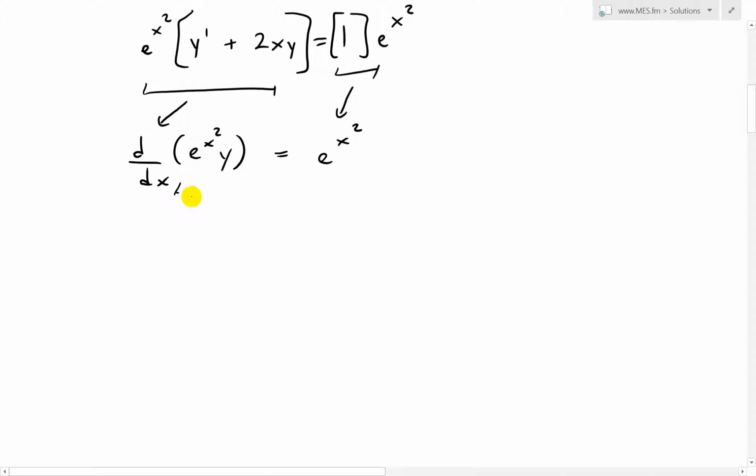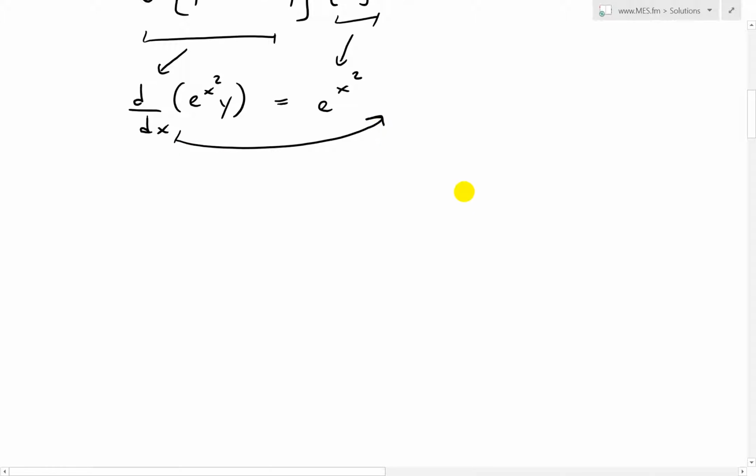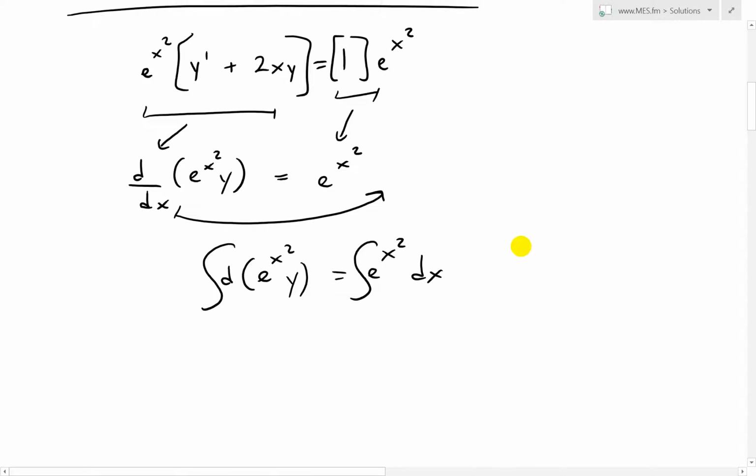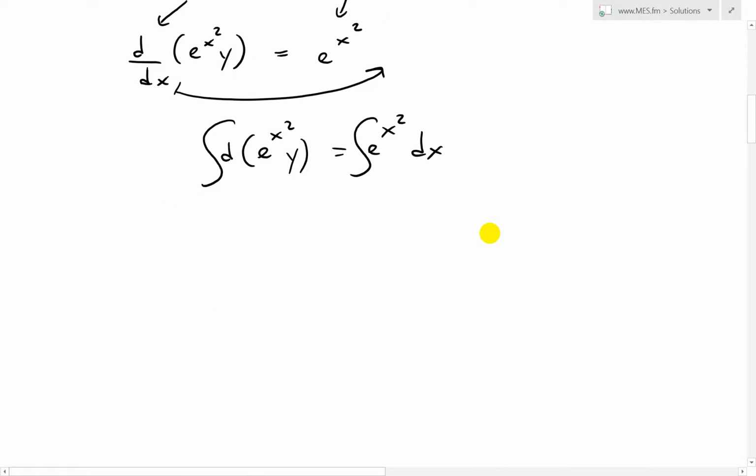So now that we have this, we can move this dx onto this side and then integrate it. So we'll have d of e to the x squared times y equals e to the x squared dx, and then integrate both sides. The whole idea was to get a separable equation. Now we integrate both sides. The left one is just itself, so e to the x squared y, and then you also have to add a constant of integration, for completeness. On the left side it is plus c1.